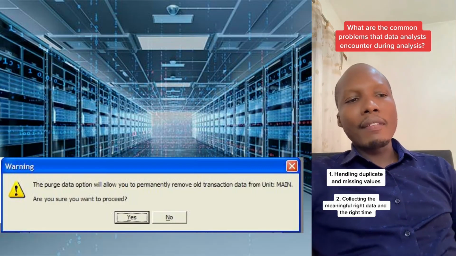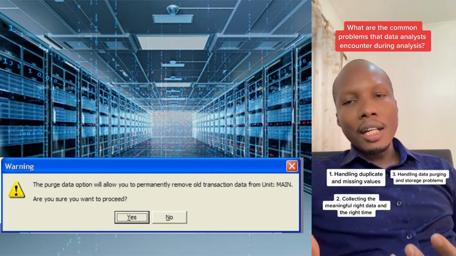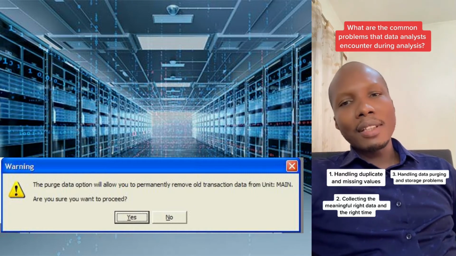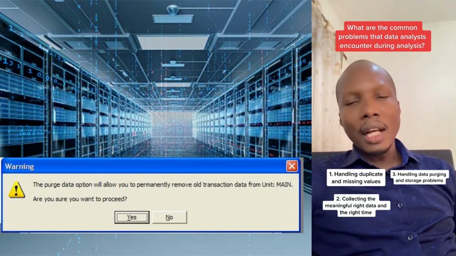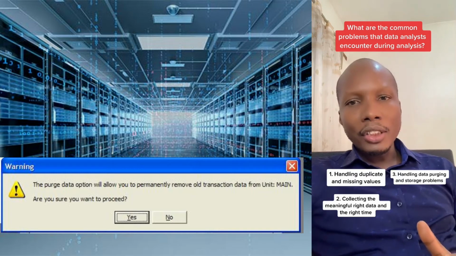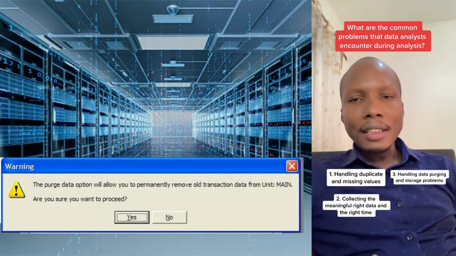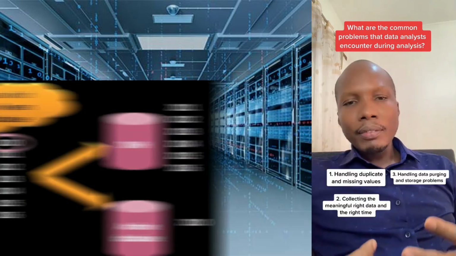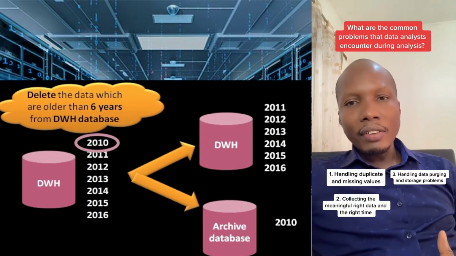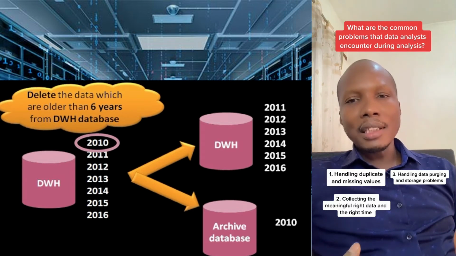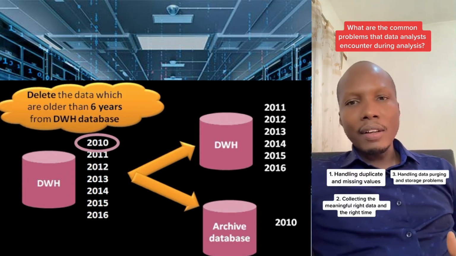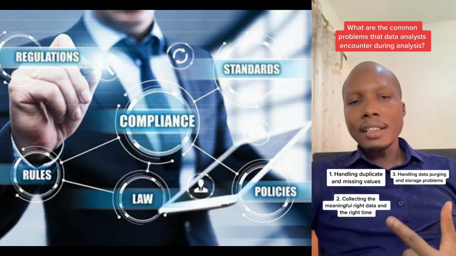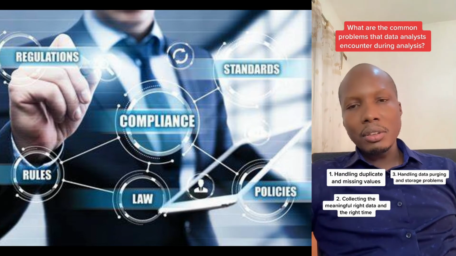The third, we have handling data purging and storage problems. There are very many storage problems related to databases, servers, and all the hardware we use. Then data purging is all about data retention. Every company has policies on data retention, which means if a company has data retention of 5 years and I'm analyzing 6 years, at the end of the day, 1 year I will not have it. It is already archived.